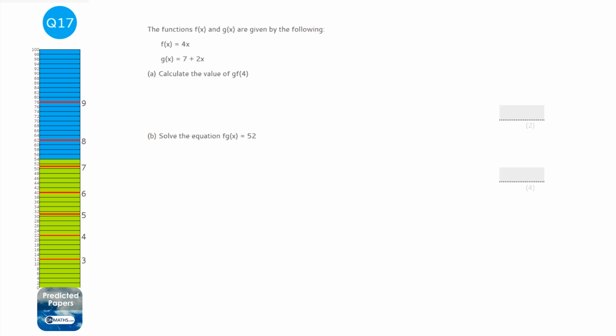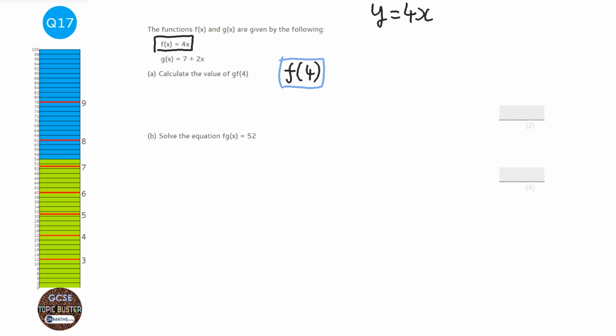Now this is a question about composite functions. And I'm going to start this question off by just answering this question. What is f bracket 4? Now, this equation here, up until this level, used to be y equals 4x. And the question we have here would be, what is y when x equals 4? It's the same question, it's just a different way of writing it. So, all you need to do for f brackets 4 is feed in 4 as x.